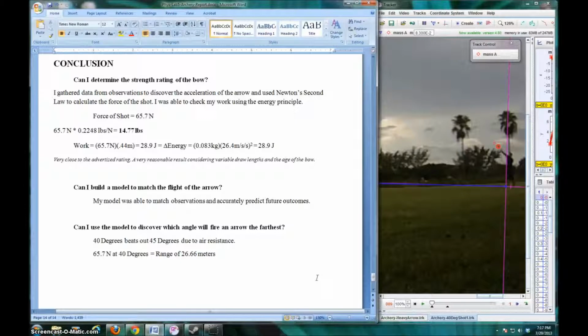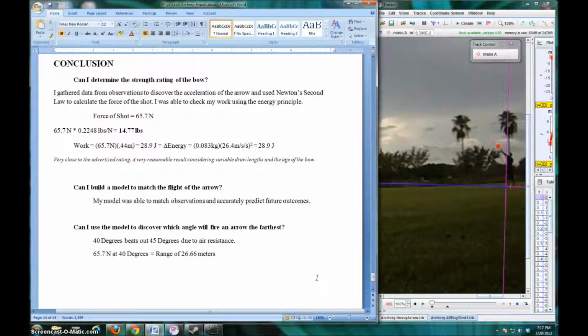So let's revisit the questions and see what we found out. The strength rating on my bow was 14.77 pounds. I gathered data from observations and used that to discover the acceleration and use Newton's second law to calculate the force of the shot. I was able to check my work using the energy principle.